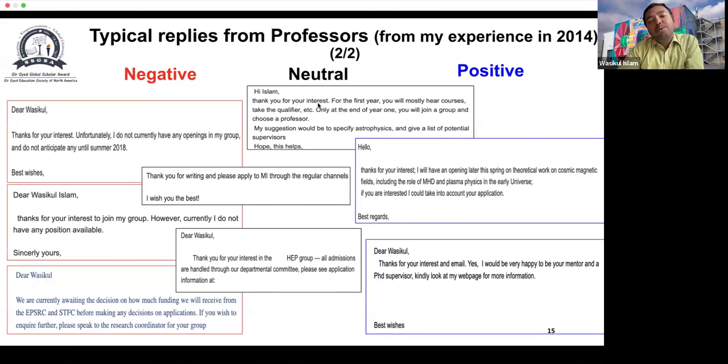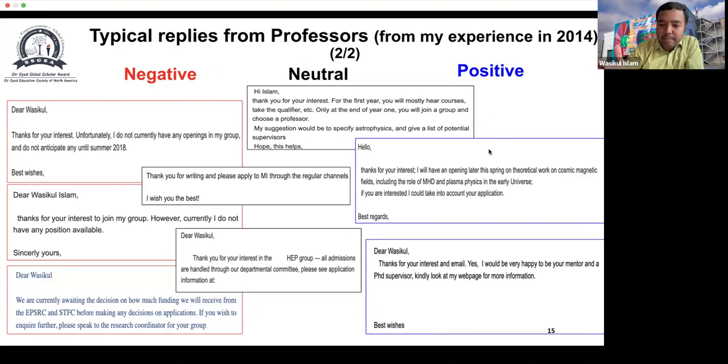Something like that. There are also some replies you may find which are neutral. Some professors will say, please go through the regular channels. Some say all admissions are handled through a departmental committee, so please apply through the department, and if you get selected by the committee, then I can take you. Another person was just giving me suggestions: specify this subject, give a list of names, include my name too, and then we will see. So this is also not bad. He was shifted a little towards positive. But yes, this is the kind of email you get.